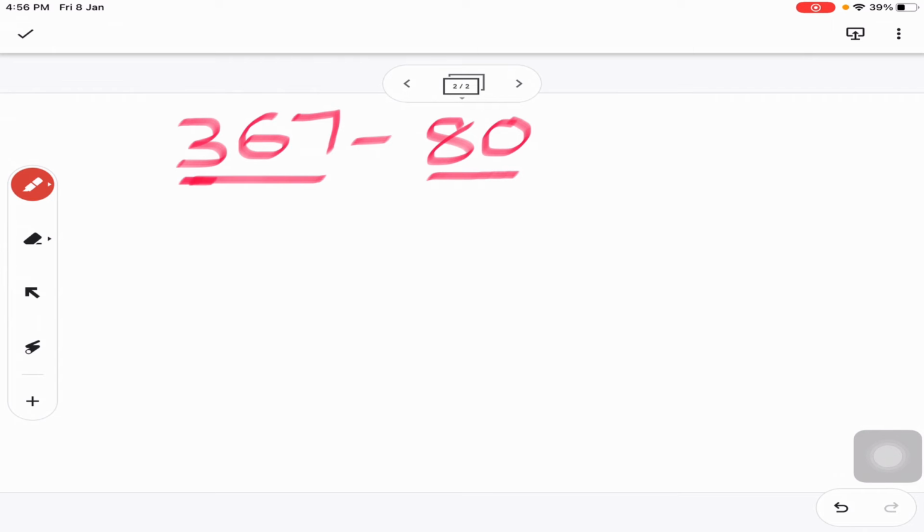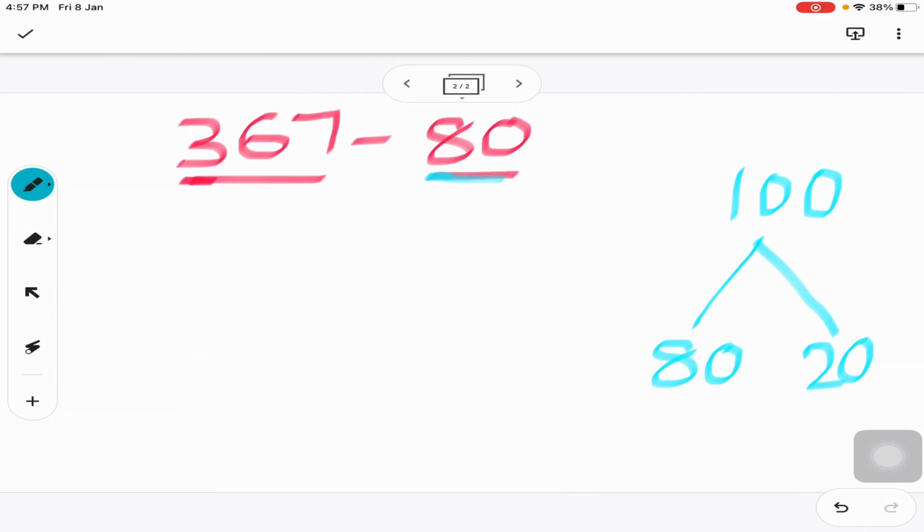So I'm going to count the nearest 100 to 80. 80, 90, 100. So we end up with 100, right? Now what I'm going to do, I'm going to use the fact family. So if we are going to use the fact family here, bring this 80 on one side. So 80, how much more you should add to 80 to bring it to 100? Well done. 80 plus 20 is 100.